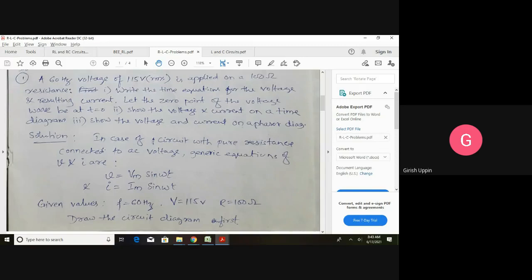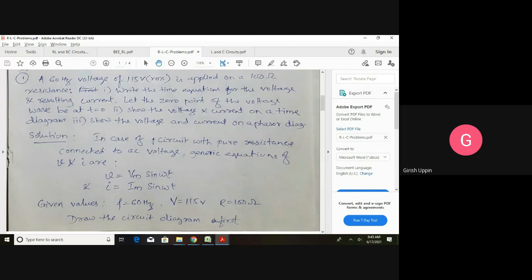So in case of a pure inductance, V by I is equal to Vm by Im is equal to XL. XL is inductive reactance and XL is equal to omega L, also XL is equal to 2 pi fL.